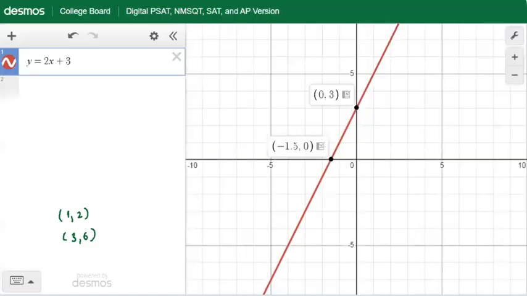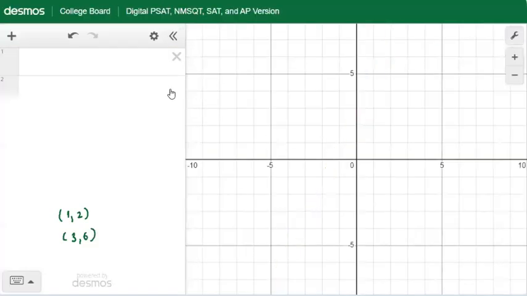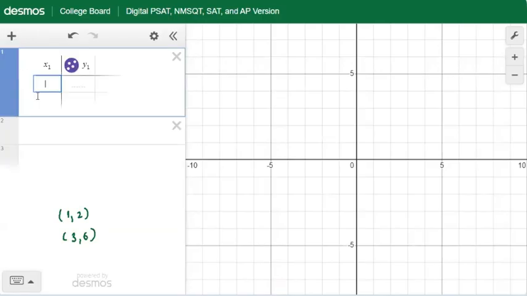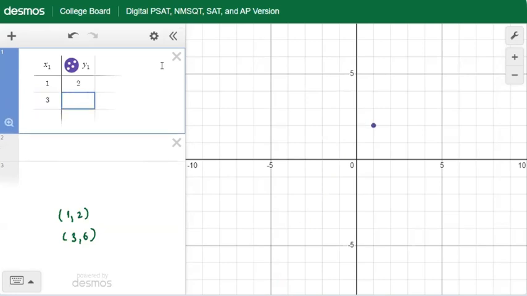So when you open Desmos, you just need to click on this add item, and then you need to click on this table. Once you click on the table, plug in the points 1, 2, and below that 3, 6. Once you do, these points are labeled on the graph. You can just click on them to see the labels, but there is no need of that.